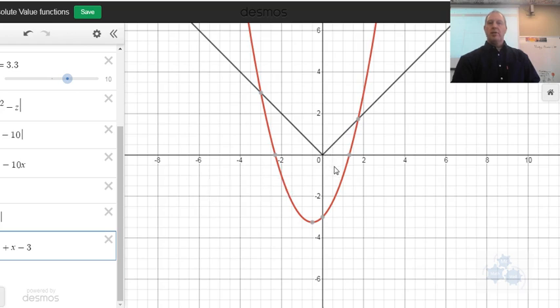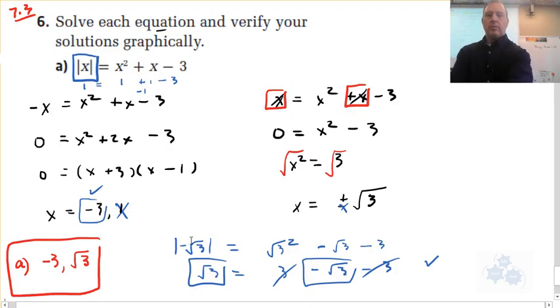And then here's the other one over here that we had to reject. X equals positive 1 there, looks like. Had to reject that because this graph does not continue through. Okay, so just keep checking. Any questions on that?